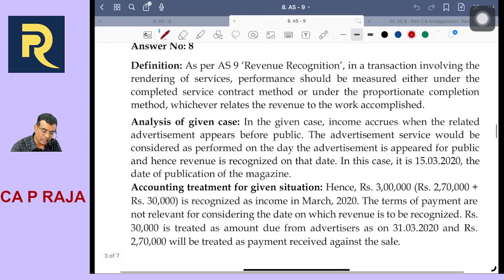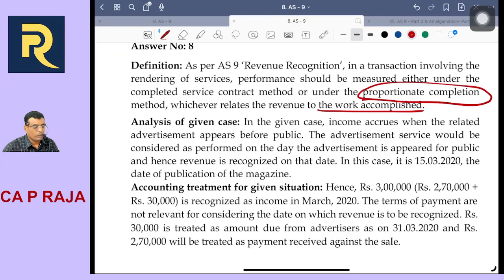Here, either under completed service contract or under the proportionate completion method, whichever is related to the revenue of the work accomplished. That is what we learned under AS 9. Under AS 7 we have only percentage of completion method, but under AS 9 we have percentage of completion method and another name, proportionate completion method. Are you all listening with me?